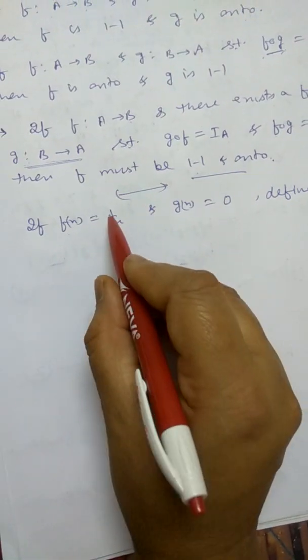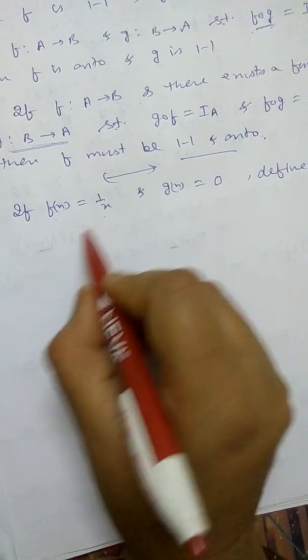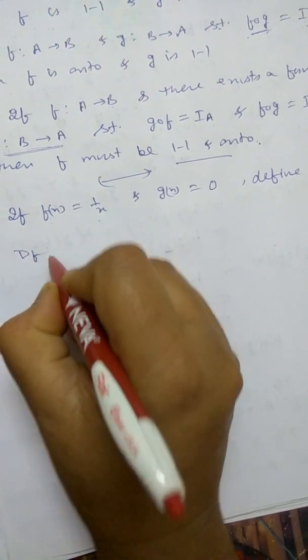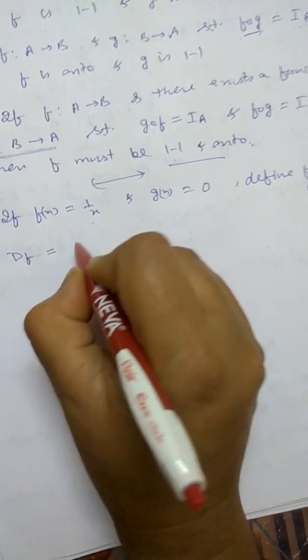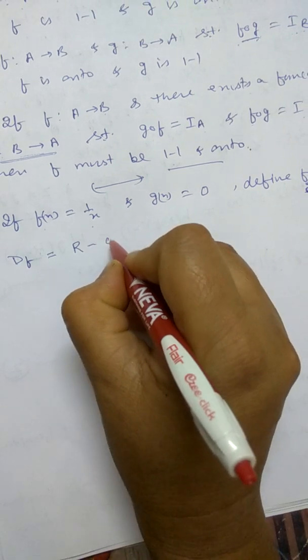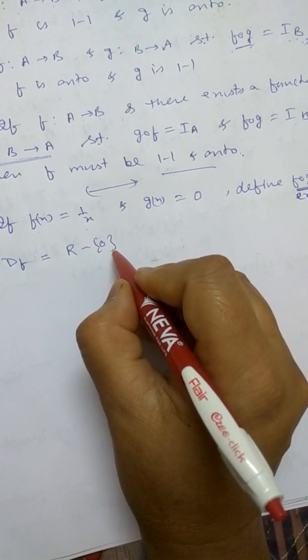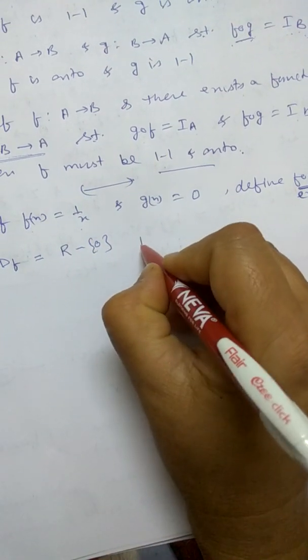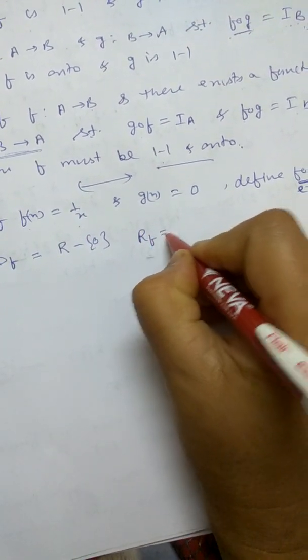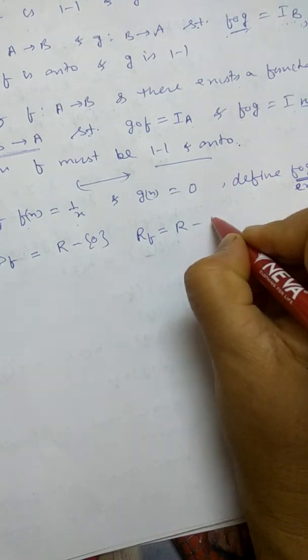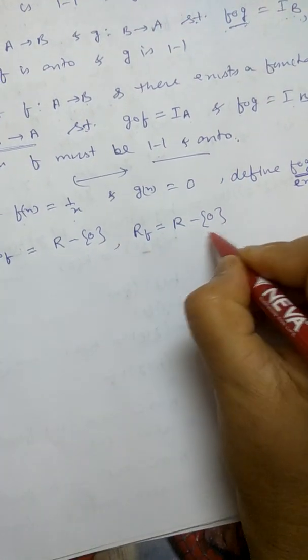Here the function f(x) = 1/x. Now what is the domain of f? The domain of f is all real numbers except 0. And what is the range? The range of f is also R minus {0}, that is, all real numbers except 0.